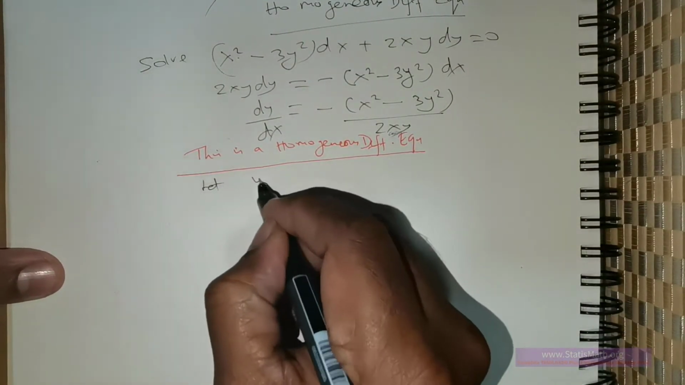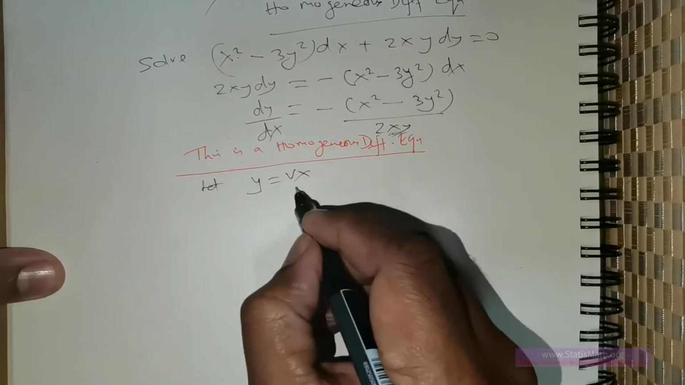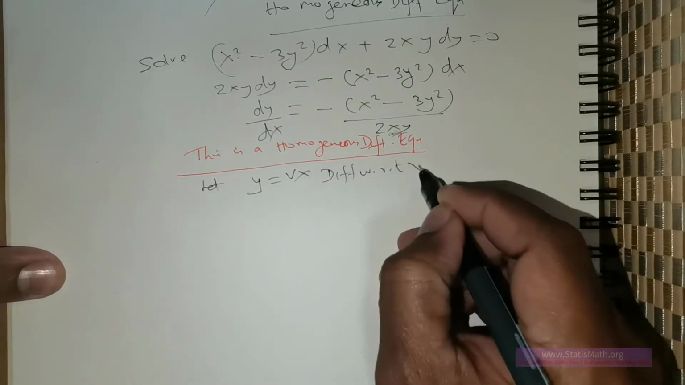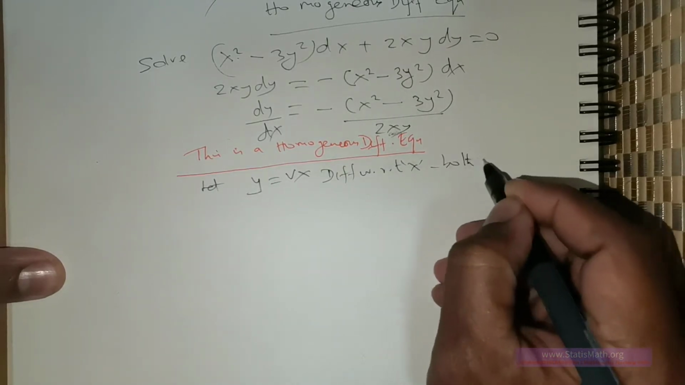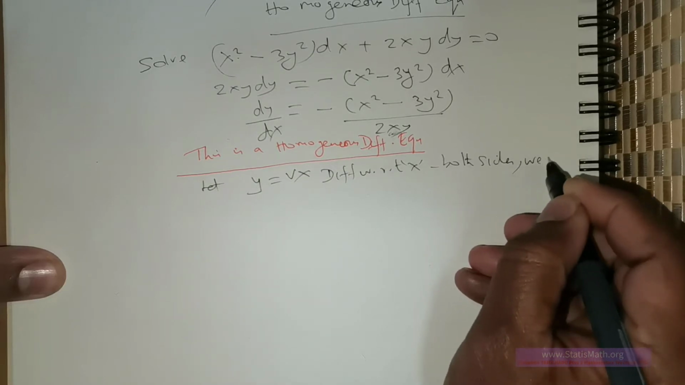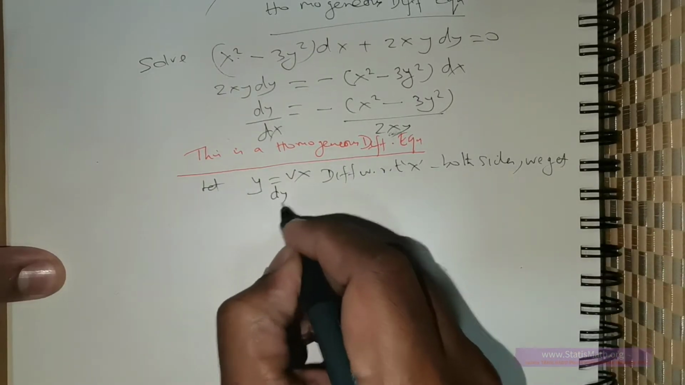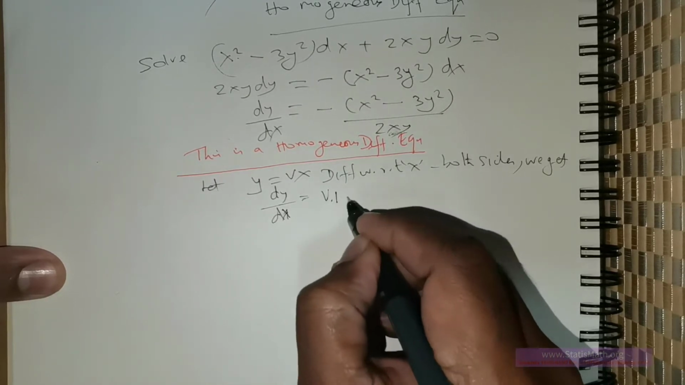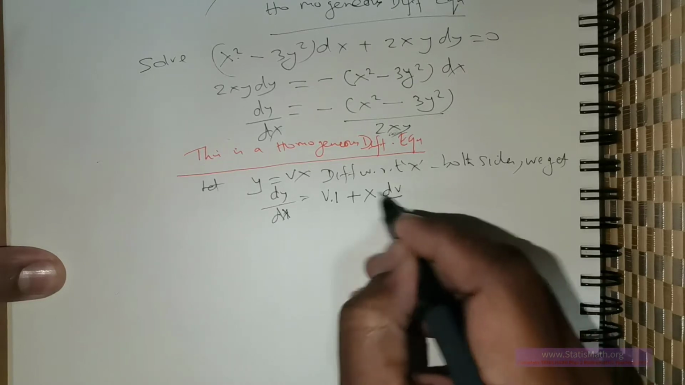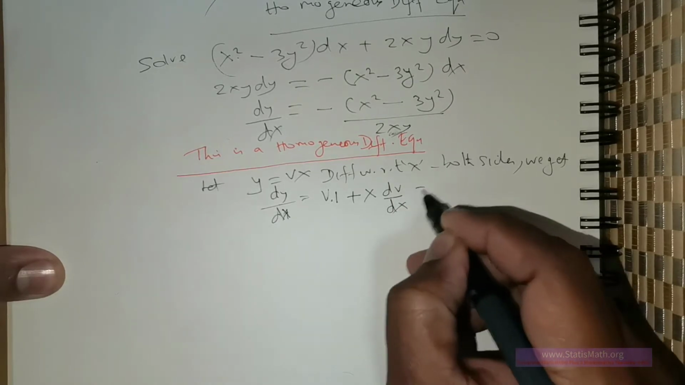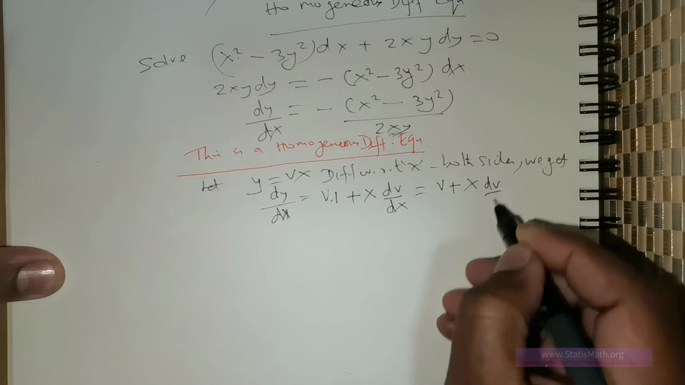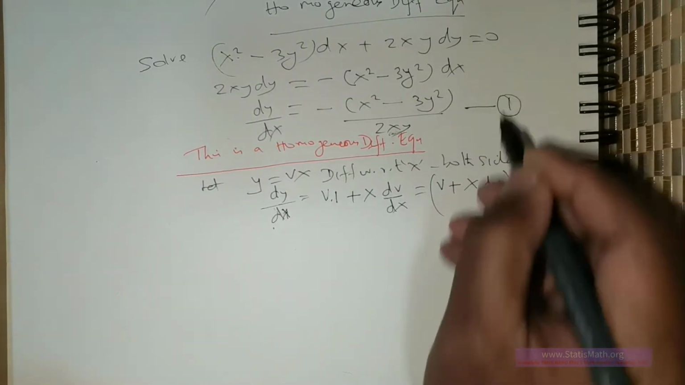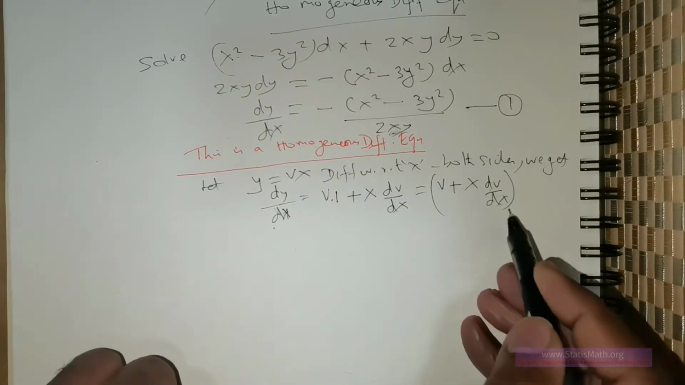Okay, so now if it is a homogeneous differential equation, you have to make the following substitution. Let y be equal to vx. Now you differentiate it with respect to x on both sides. So what do we get when we differentiate? dy over dx is equal to v times the differential of x, which is 1, plus x times the differential of v, which is dv over dx. So wherever dy over dx comes, you have to replace it with v plus x times dv over dx.